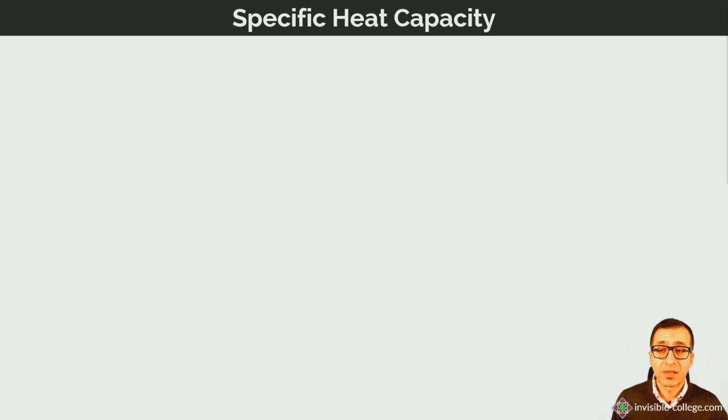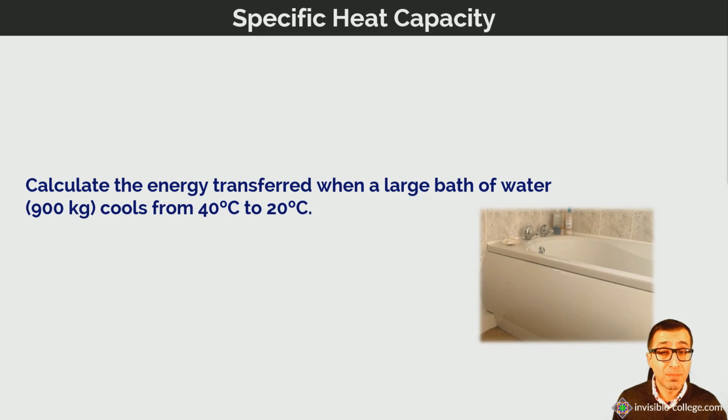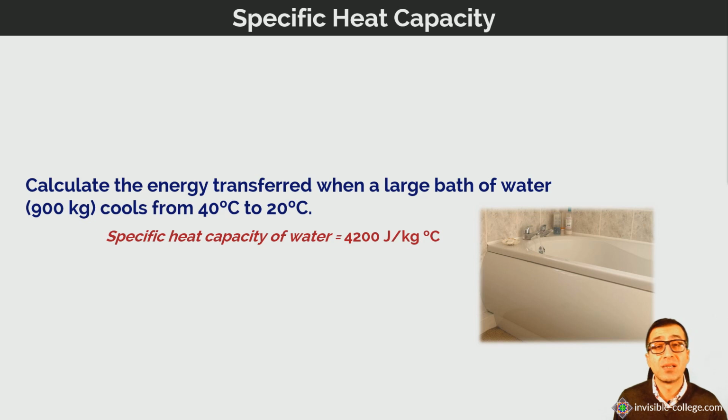So let's try a basic example. Calculate the heat energy transferred when a large bath of water with a mass of 900 kilograms cools down from 40 degrees centigrade to 20 degrees centigrade, given that the specific heat capacity of water is 4,200 joules per kilogram degree centigrade. So I'm going to pause here and let the students that I have in attendance with me see if they can calculate the answer to this question. So how much heat energy would be transferred from that large bath of water as it cools from 40 degrees centigrade to 20 degrees centigrade?